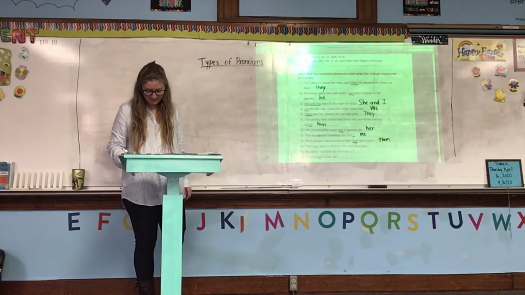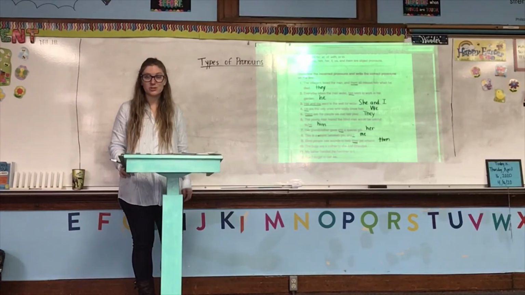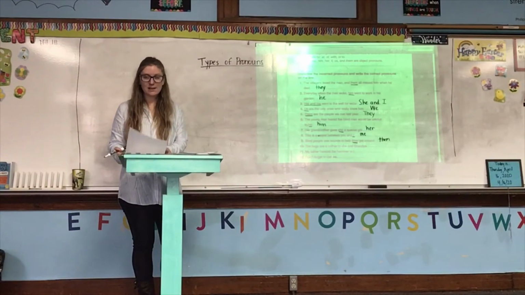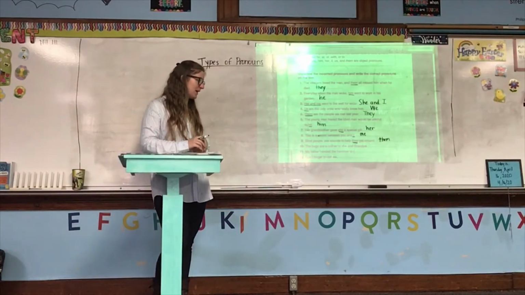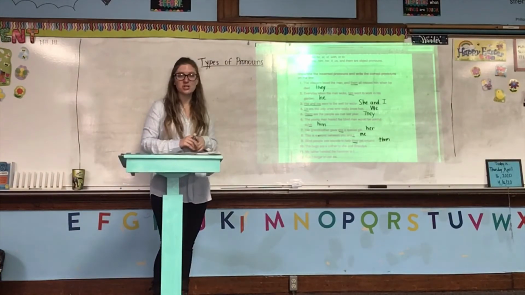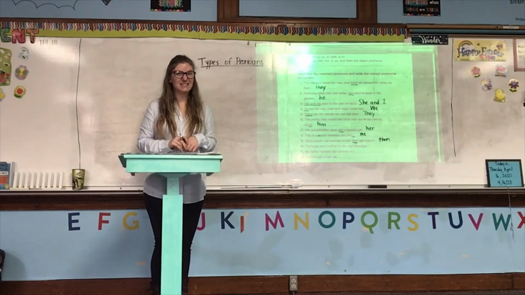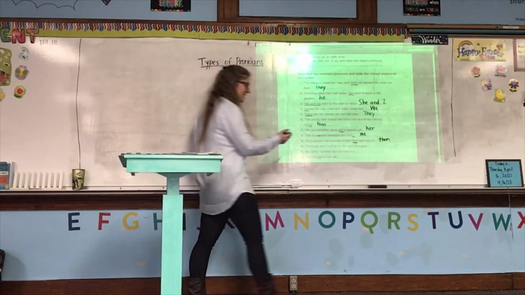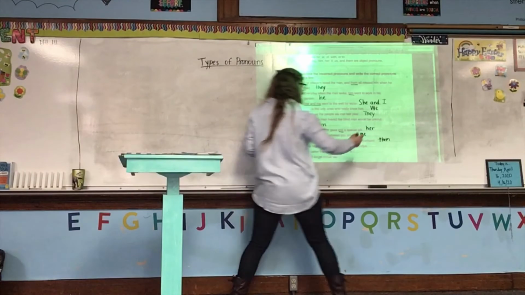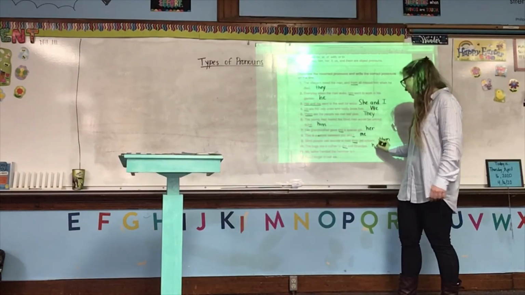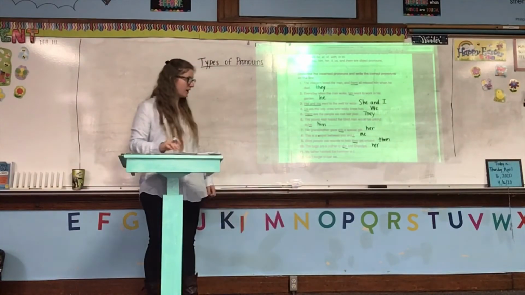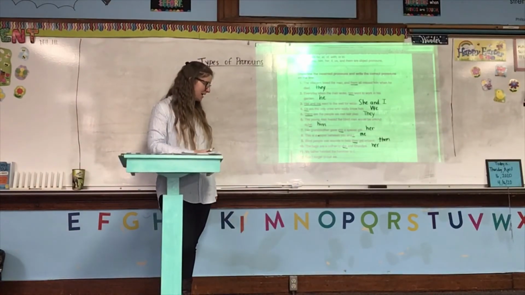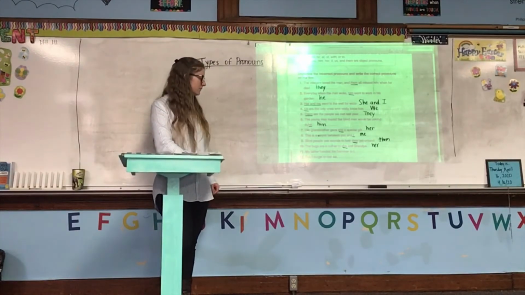Okay, number 10. The bugs are a bother to she and grandpa. That's another one where you may think, that sounds okay, but it's not because separate them. The bugs are a bother to she. Does that sound right? It does not. So, she has to become her. The bugs are a bother to her and grandpa. If we take grandpa out, it still sounds correct. The bugs are a bother to her.